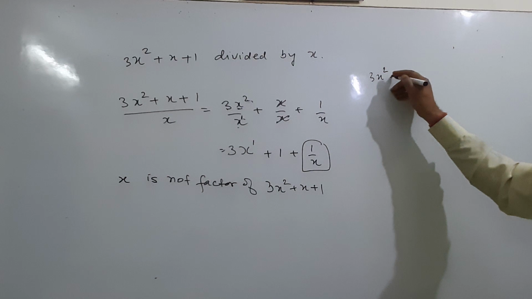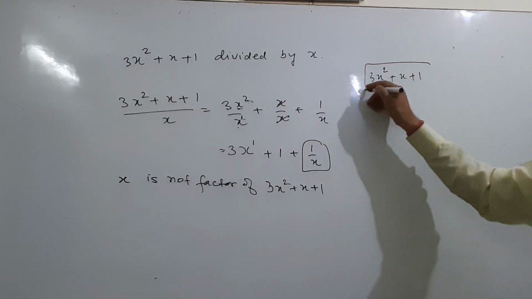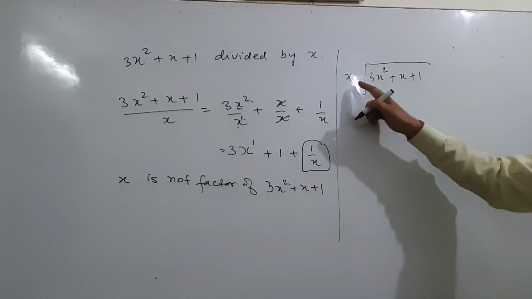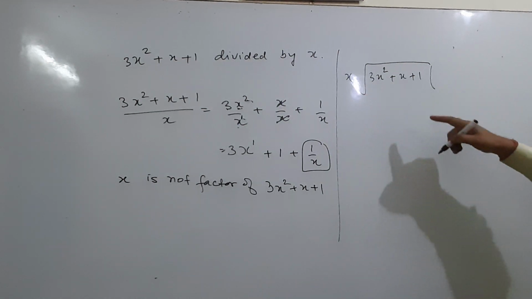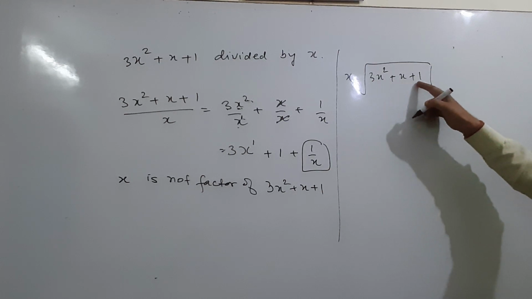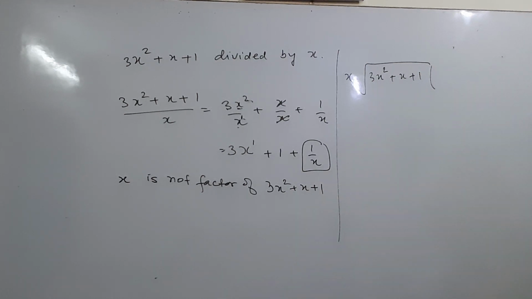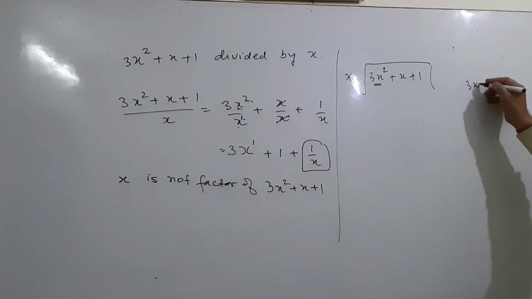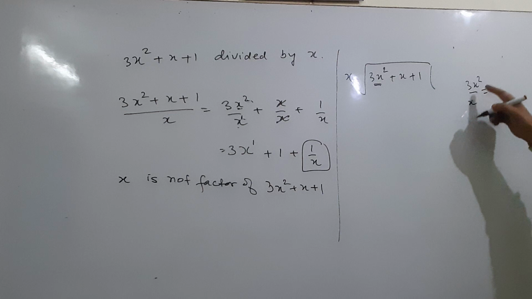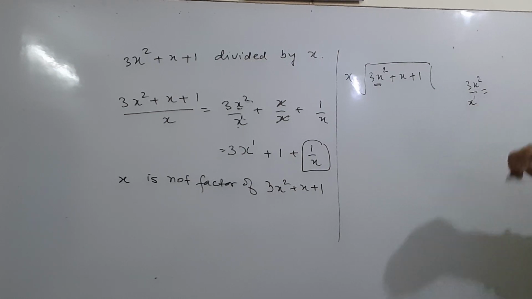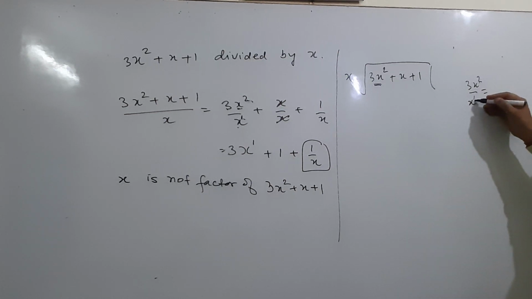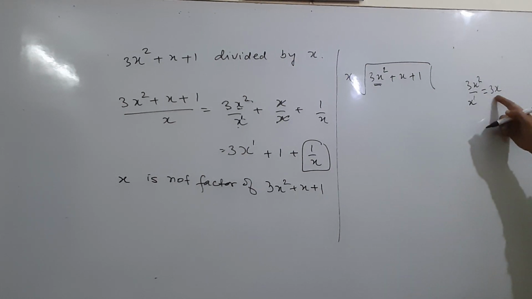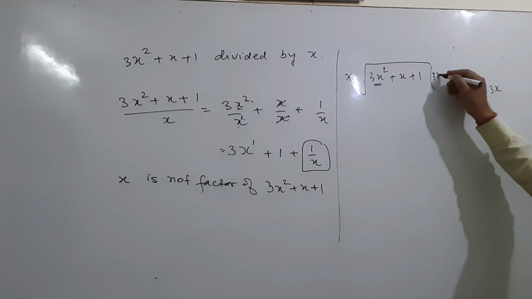3x square plus x plus 1. When we divide by x, check it, dividend. 3x square divided by x. How do we have to divide? First you write in standard form. 3x square divided by x. And what is left? Here is power 2, here is power 1. X square divided by x, that is left 3x. The quotient is 3x.